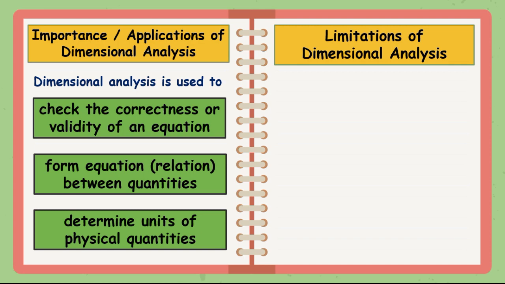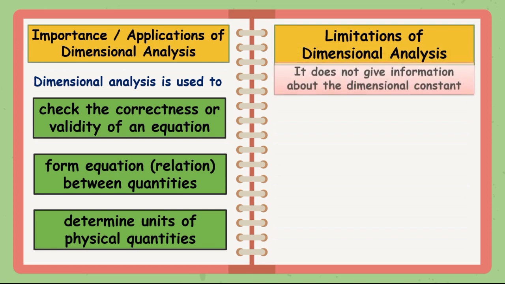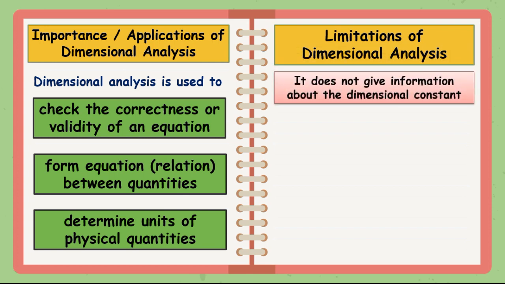Again, let's look at the limitations as far as the usage of dimensional analysis is concerned. The first limitation is when an equation has a dimensional constant. Dimensional analysis does not give information about that constant. It just says ignore it. And so all the numbers and dimensionless constants are mostly ignored in dimensional equations, and that is a limitation.